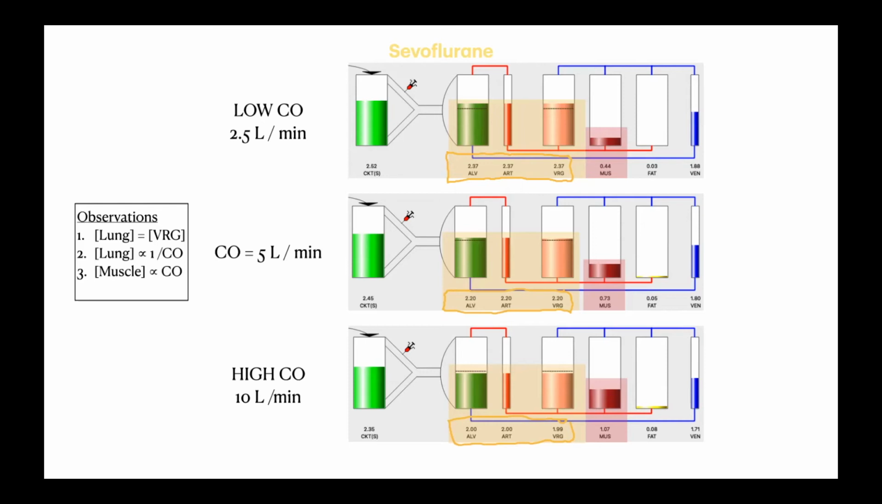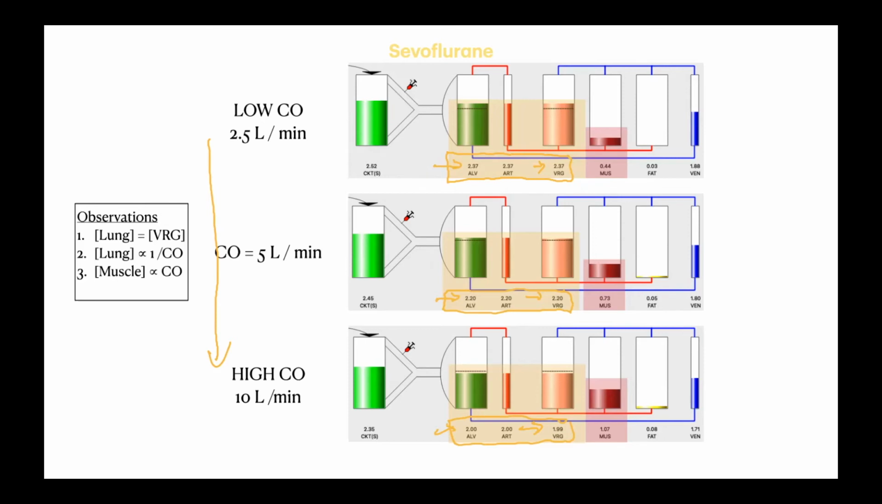The other thing is that as you start increasing your cardiac output, what do you notice? You notice that the concentration in the vessel rich group starts decreasing. So do you see that? 2.37, 2.2, 1.99. And that is because the partial pressure in your alveolus starts decreasing. And so in other words, the partial pressure in your lung is inversely proportional to your cardiac output.